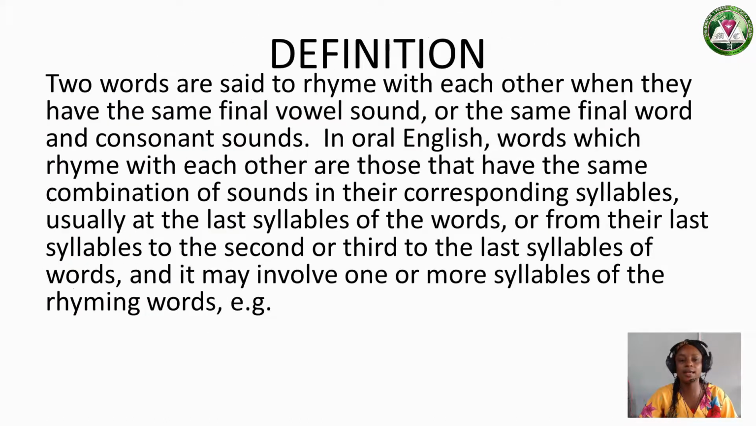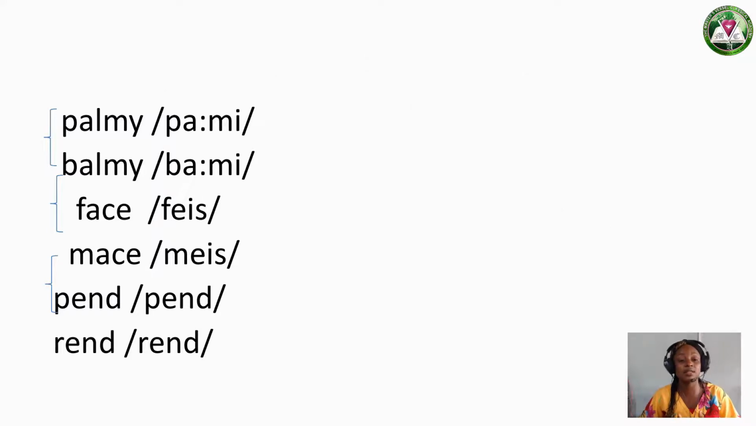Like I said earlier, word rhyme has to do with the rhyming of final vowel sounds or consonant sounds in oral English. And I made you understand that the way you answer questions on rhyme pattern in literature is different from the way you answer rhyme pattern in oral English, because oral English is interested in the sounds and not necessarily the letters. We also discussed some examples, like maze and faze, then pen and rend.